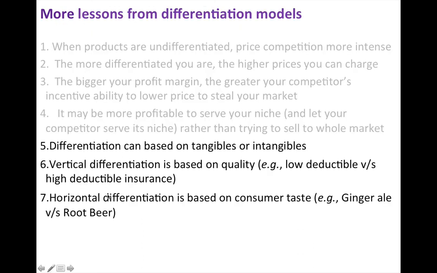So wrapping up these slides, the last 5 lessons here: differentiation can be based off intangibles or tangibles. We saw this with Coke and Pepsi. There are 2 types of differentiation: vertical differentiation, which is based off quality. So here's one: low deductible versus high deductible insurance. We all agree on which one's better, but one's costlier than the other. And then horizontal differentiation is based off consumer taste, such as ginger ale or root beer. And that is a preliminary model of differentiated product competition, and we will return to it next week with Airbus and Boeing.